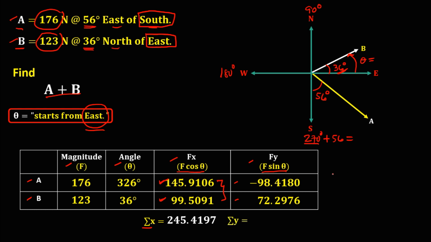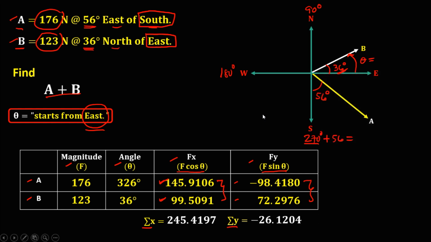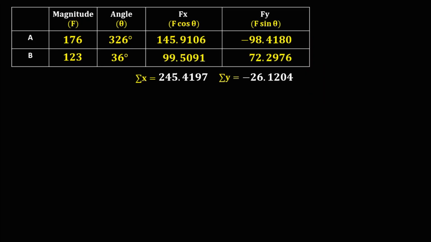Then for the summation of y, just add all these numbers. So that's negative 98.4180 plus 72.2976 equals negative 26.1204. So this is now the summation of y. Then from this table, we can now find the resultant force using this formula.